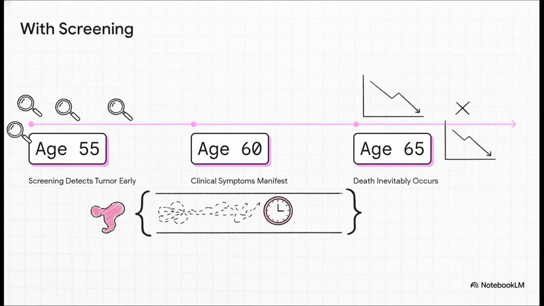Now, what happens when we introduce a highly sensitive screening test? Let's say it identifies that exact same subclinical tumor 5 years earlier, right at age 55. The patient is diagnosed at 55, but the natural history of the disease doesn't change one bit. Symptoms still manifest at 60, and death still occurs at age 65. On paper, we now have a full 10 years between the date of diagnosis and death.